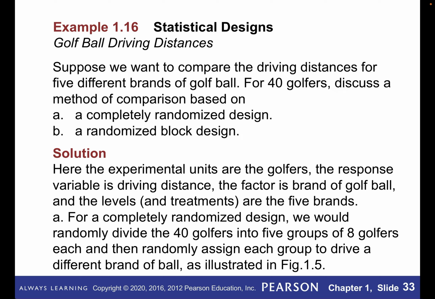We're going to do that in 2 ways. In part A, we're going to do this in a completely randomized fashion, and in part B, we're going to do this in a randomized block fashion. So for part A, it's really rather simple. We just randomly divide the 40 golfers into 5 groups of 8, and then randomly assign each of those groups to the different brands of the golf balls. So that last part is going to be done in part B as well. So let's look at part B.